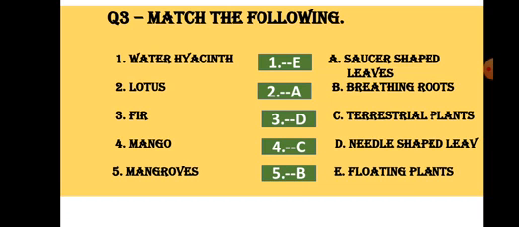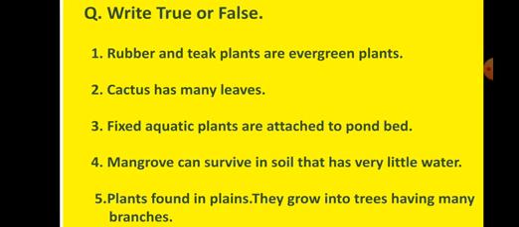So is that clear? Now next, write true or false. Question 1, rubber and teak plants are evergreen plants. Is it true or false? Of course, true. Second number, cactus has many leaves. Is it true or false? No leaves, right? Instead of leaves there are spines present, so false.